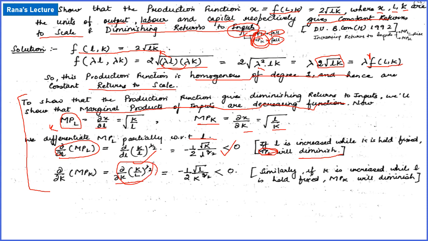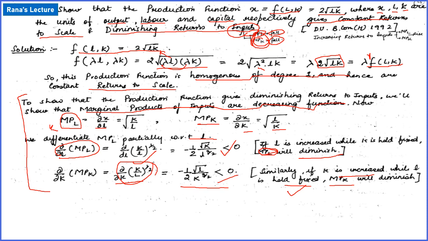उसी तरह हमें यहाँ prove करना है, इसका first derivative निकालना है, right? Marginal productivity of capital का. We get this. So this is also a minus function, a negative. It is less than 0. So marginal productivity of capital is also diminishing, right? अगर k को increase करते हैं और L को fix रखते हैं तो marginal productivity of capital will diminish.